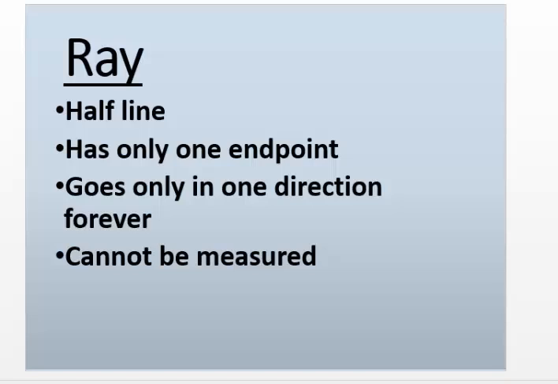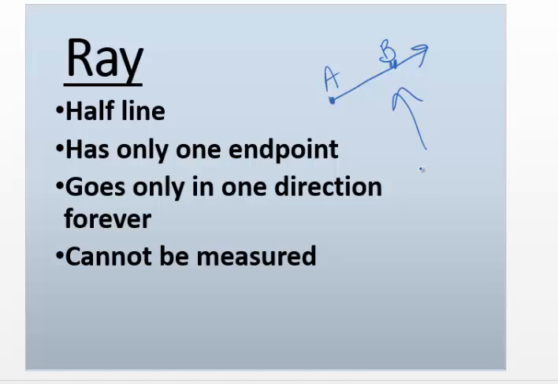A ray is half of a line. It is denoted with an endpoint and an arrow. So that's why it is half of a line. A line has arrows going in both directions. A ray only goes on forever in one direction. A ray also cannot be measured because it goes on infinitely far. A ray is named by its letters or the points that are on the ray.